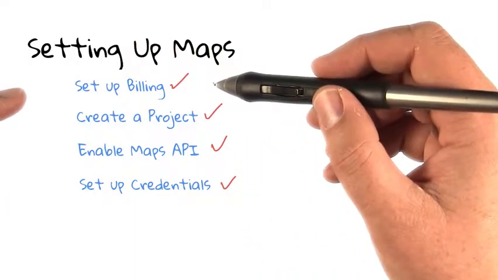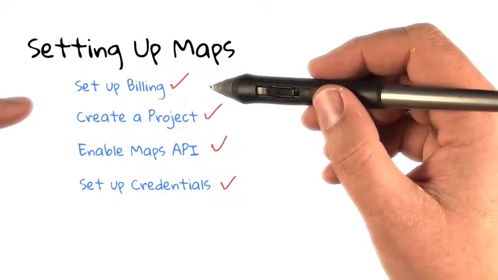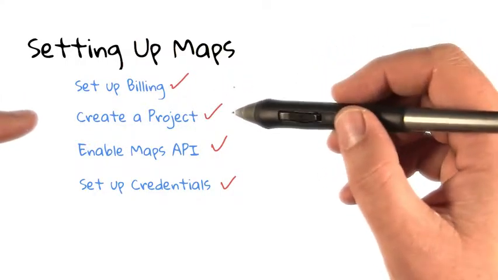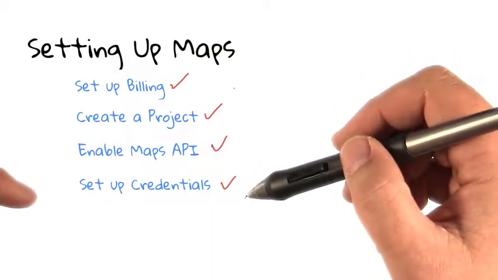Once you've gone through this process once, you won't have to set up billing again. You only do it once for all the applications under a single project. But for future apps, you may have to do some of the last three steps.